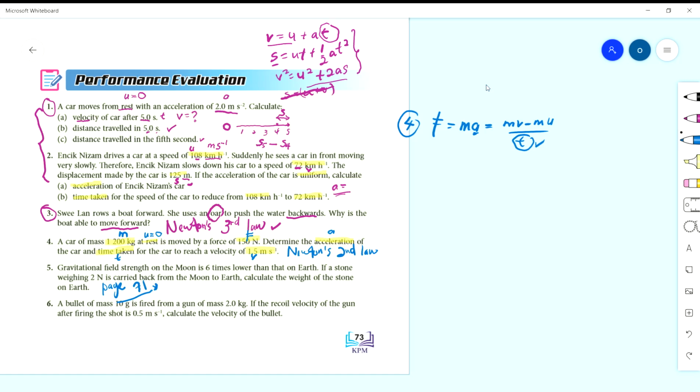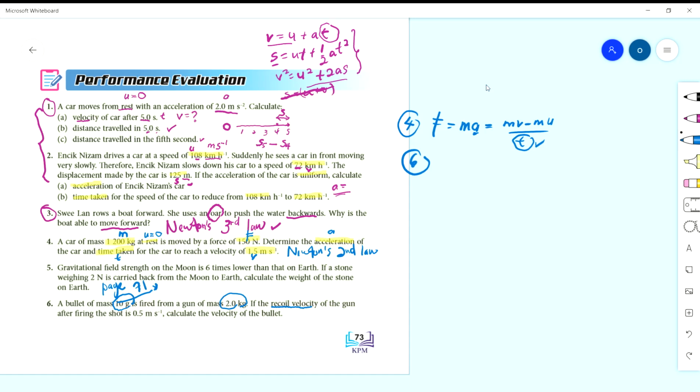Okay, now question number 6. Cepat nah. Okay, question number 6. A bullet of mass 10 gram is fired from a gun of mass 2 kilograms. So we have two objects, a bullet and a gun. If the recoil velocity of the gun after firing the shot is 0.5, calculate the velocity of the bullet. Okay, recoil velocity means you tembak dia ke belakang kan. Tengok dalam cerita-cerita bila dia tembak dia akan terdorong ke belakang. So that is recoil.